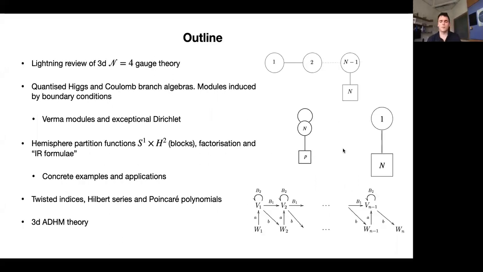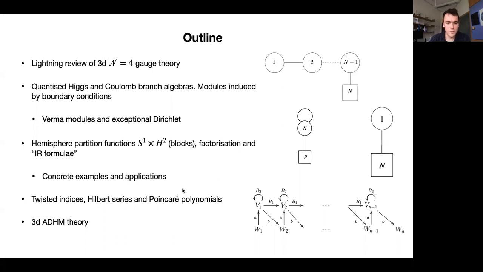Okay. So this is an outline of what I'm going to talk about. I'm going to start with a quick review of 3D N=4 gauge theory, just to set the scene and fix the notation. Then I'm going to discuss the quantized Higgs and Coulomb branch algebras of these theories and how we build modules from boundary conditions. And I'm going to talk mostly about Verma modules and the exceptional Dirichlet boundary condition, which I'll define properly later. Then we're going to compute hemisphere partition functions for these theories and show that they realize holomorphic factorization for closed 3-manifold partition functions. And I hope to demonstrate these ideas with some concrete examples and show you some applications.